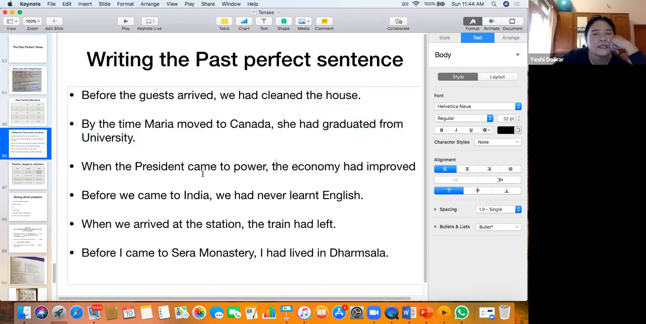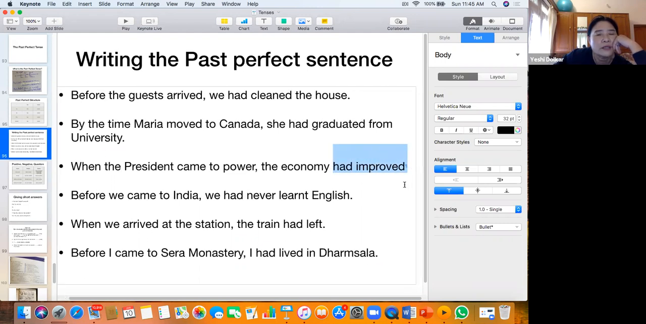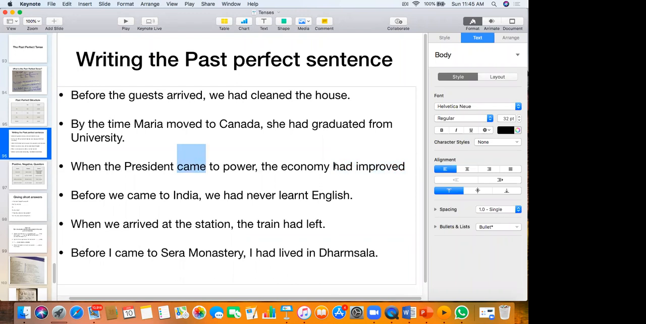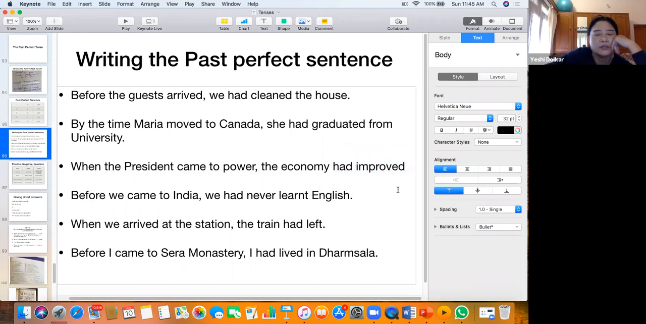Okay, now look at this. When the president came to power, the economy had improved. All right. When the president became the president, or when he came to power, the economy had improved. See, had improved. Okay, came to power, came is past simple, had improved is past perfect. All right, it's always used with the past simple. You have to use the simple past for the later action and past perfect for the earlier one.